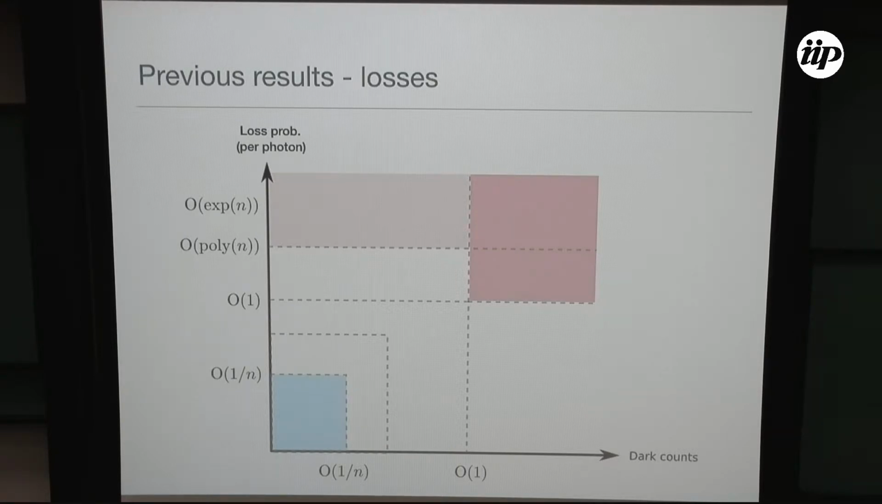Now, you could also think that this may be a little bit too extreme. If you've prepared n photons and you only have square root of n of them at the end, you've lost most of them. But by the end, I will argue that this is not that unrealistic.